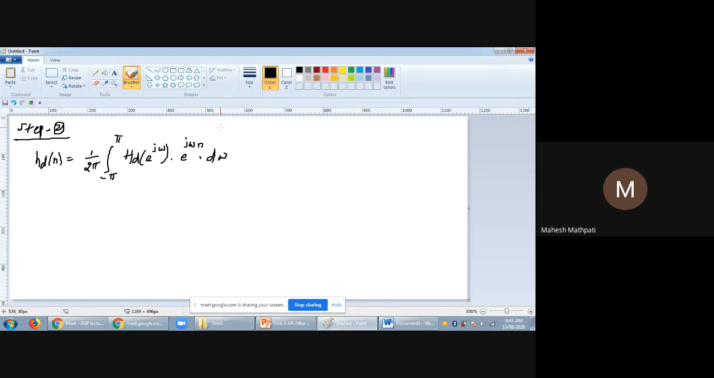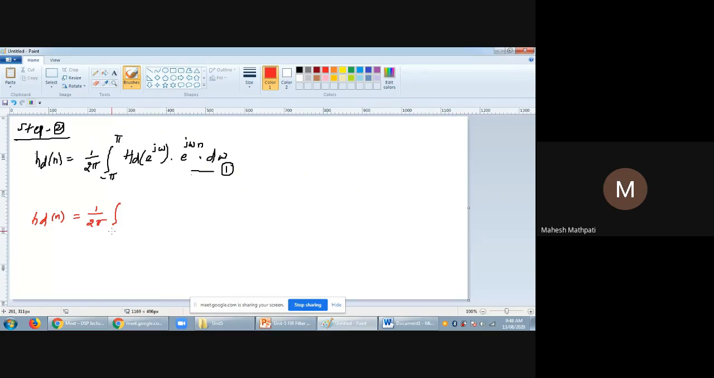Are you noting this? Yes, sir. Let us call it equation 1. Now, according to the question given, h_d of n equals 1 by 2 pi integral. What is the limit now?